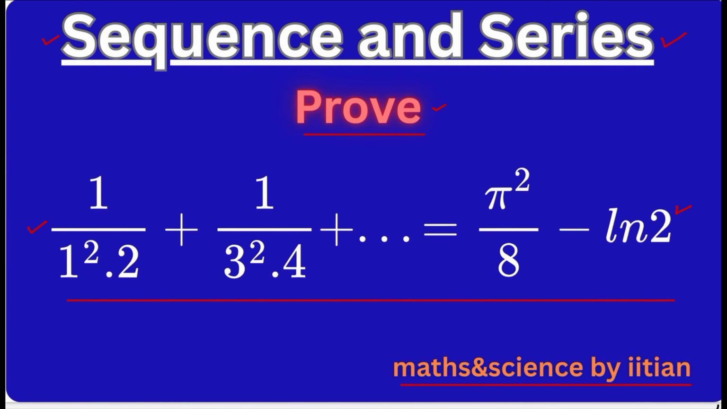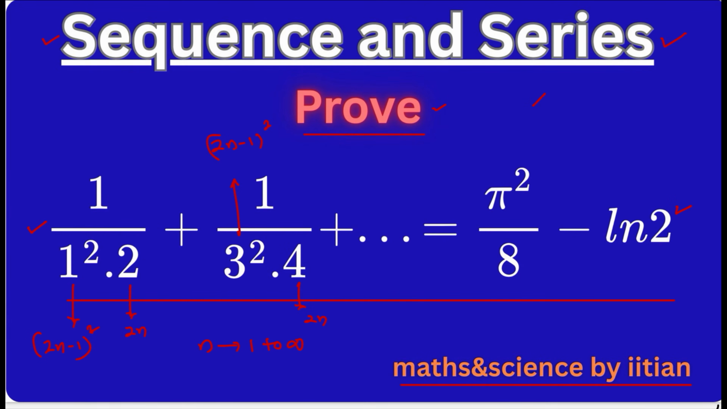Very good question. This is nothing but 1 by 2n minus 1 whole square into 2n. This is 2n and this is 2n minus 1 whole square, n from 1 to infinity. This also, if you see, 3 square is nothing but 2n minus 1 whole square and this is 2n.